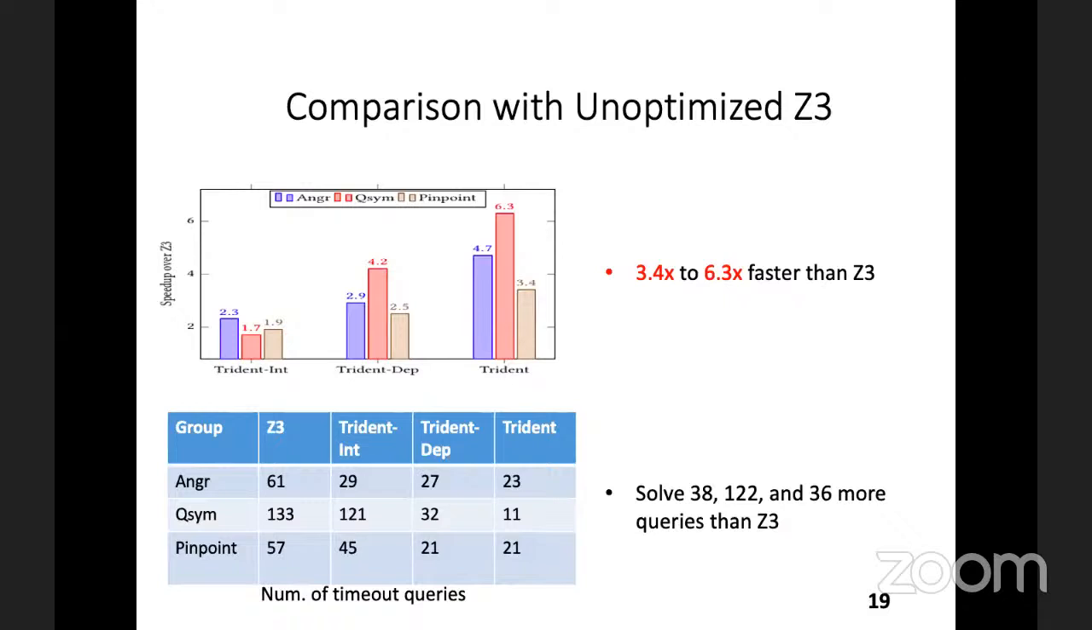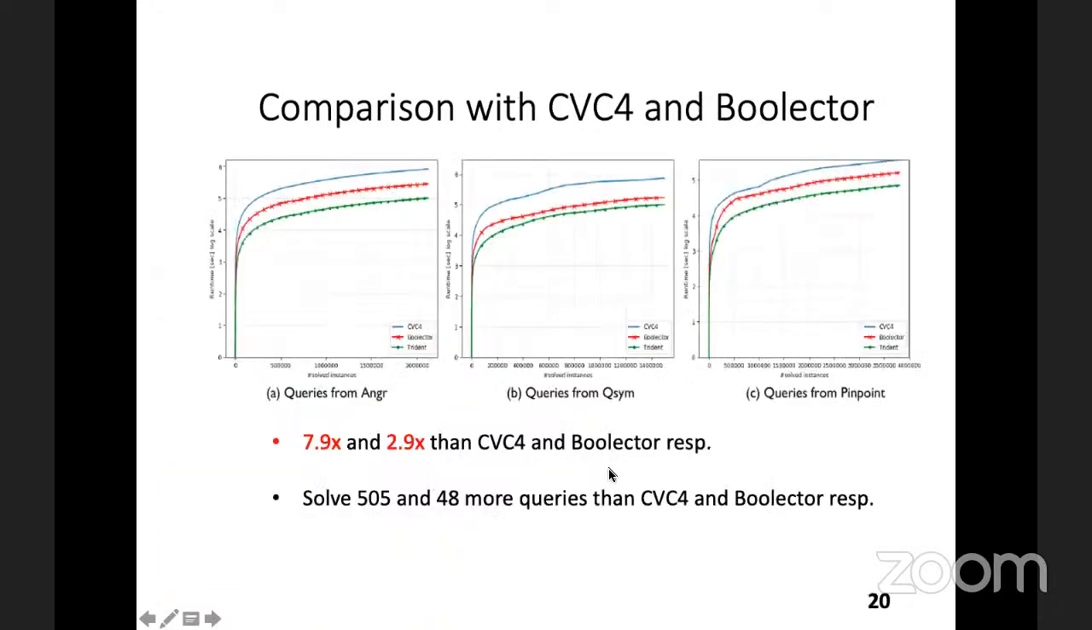For the first comparison, we compare with the optimized Z3. On average, our approach can improve the performance of Z3 by 3 to 6 times, and it can solve more queries in all the 3 groups. Compared with CVC4 and Boolector, our solver is about 7 and 2 times faster. Also, it can solve many more queries than CVC4.